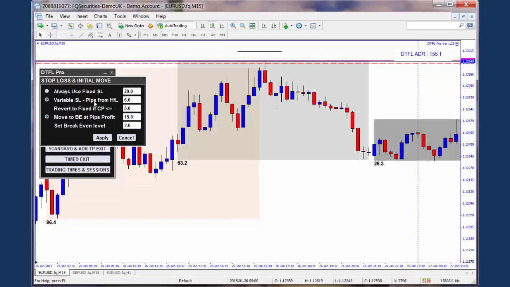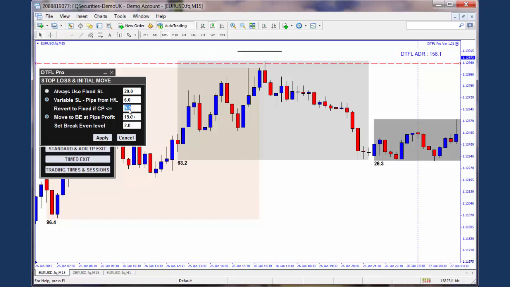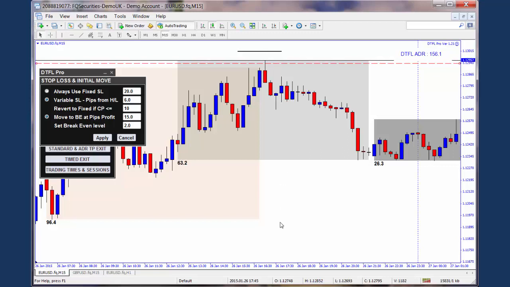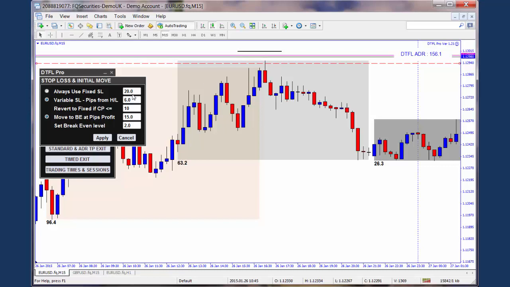If you choose variable stop loss, then the stop loss will always be placed this amount of pips either above the recent high or below the recent low, unless when it goes to place that stop loss, current price is equal to or less than this distance away. So generally I have 10 in there. So if when it goes to place the stop loss 6 pips above the high or 6 pips below the low, current price is within 10 pips or less of that stop loss, then it won't place a variable stop loss. It will revert to the figure in here, in this case a 20 pip stop loss.